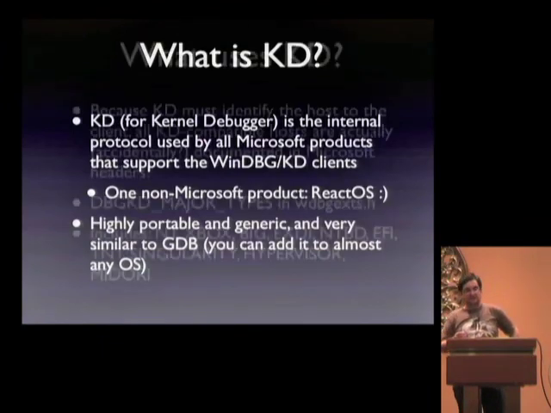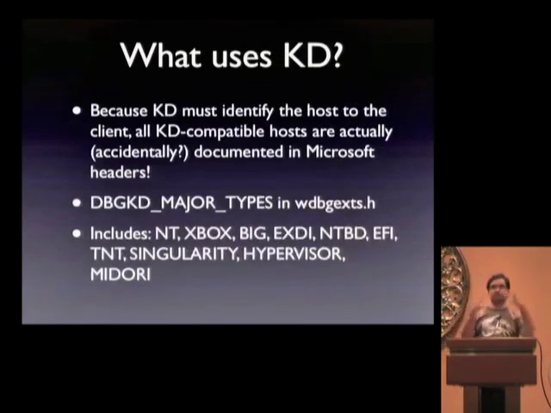The interesting thing about KD is that when you're connecting to a KD host, because the protocol supports many kinds of different products, there's a field in the packet that says what kind of product you are connecting to. And I've often used that enumeration to basically see what all the top secret projects Microsoft is working on are, because it's actually documented in the header files. It's called DBGKD major types. In the first one, there's NT, so you know KD works over NT. There's Xbox, so Xbox uses KD as well when they debug it in the lab.